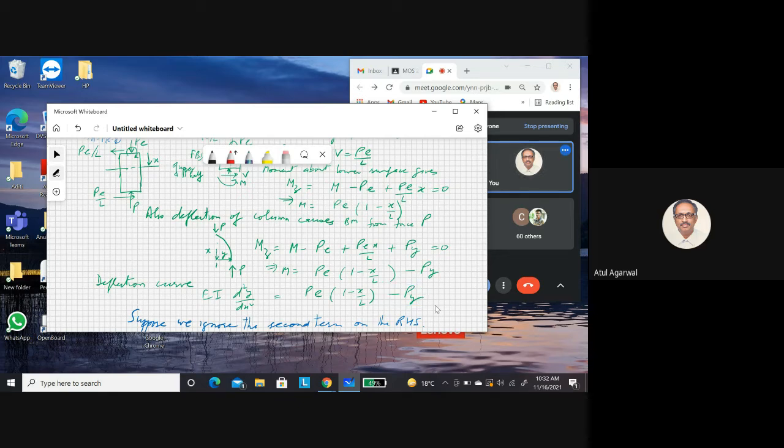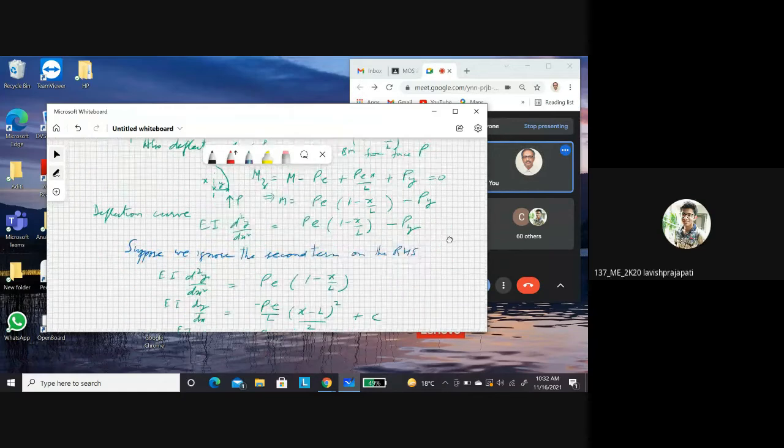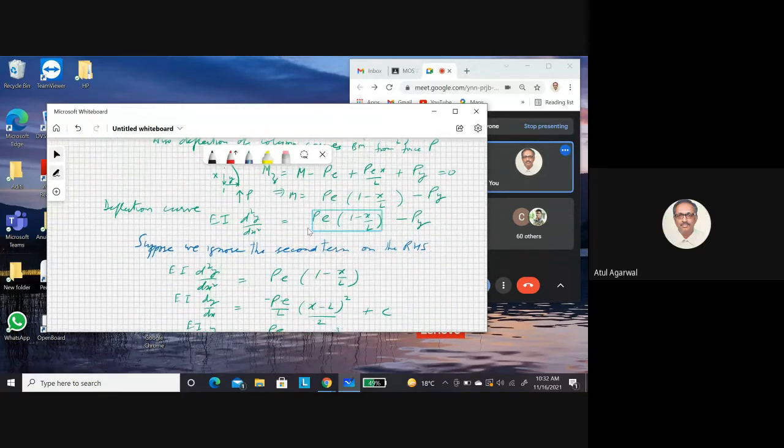There will be a situation when there will be a critical value of P, which will cause large, uncontrolled deflection. Because you see, deflection is feeding the bending moment. More the deflection, more the bending moment. The more it bends, there will be a drive for further and further bending. Can you see this, Lavish? Yes, sir.